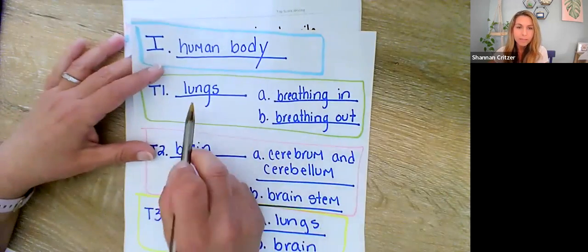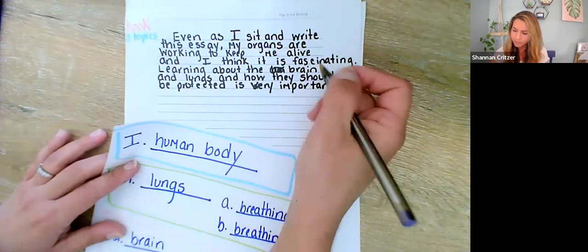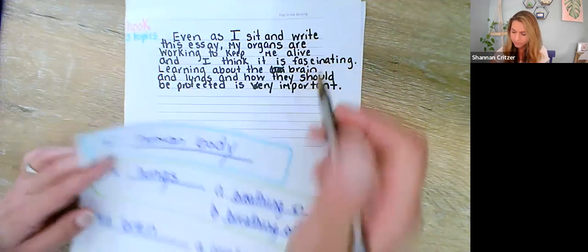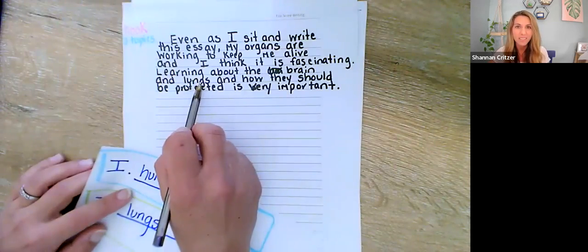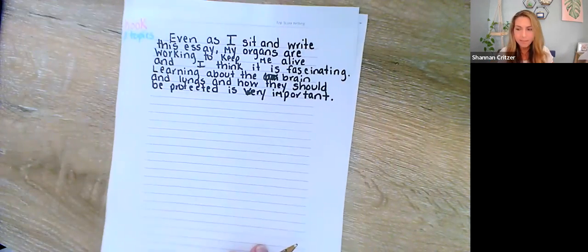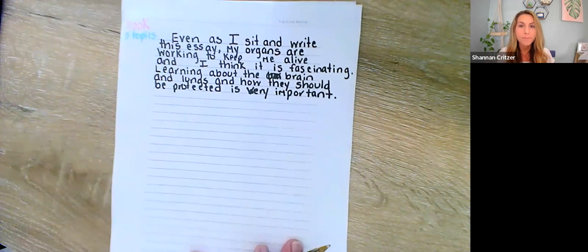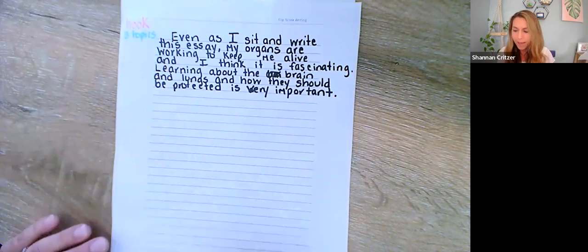So T1 is lungs. Oh, look at this. I wrote brain first. And then brain should be second, but I wrote lung second. Protected is third, and that is correct. So look at this mistake I just made. I wrote about the topics in the wrong order. That's going to be so confusing for my reader. Let me go back and fix that.